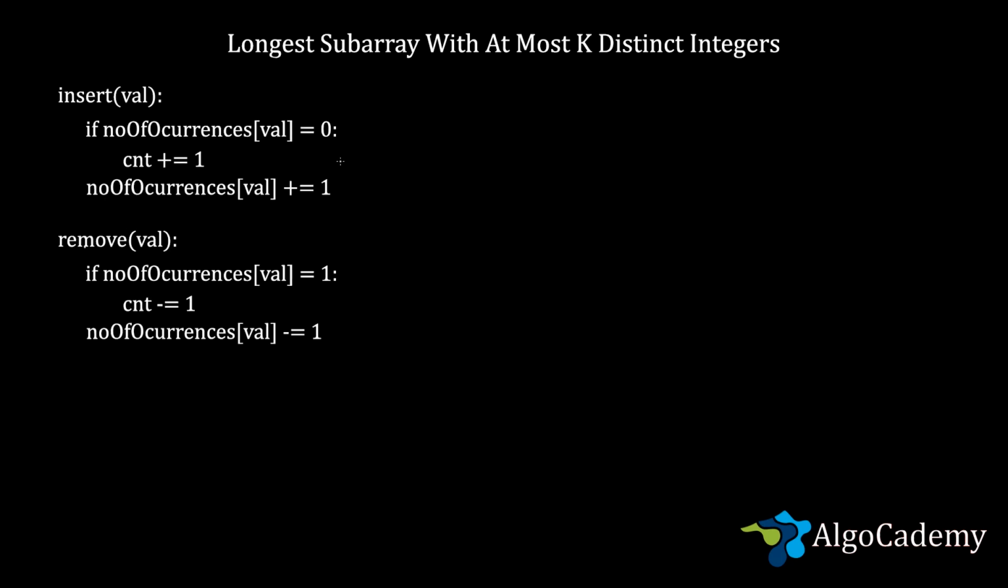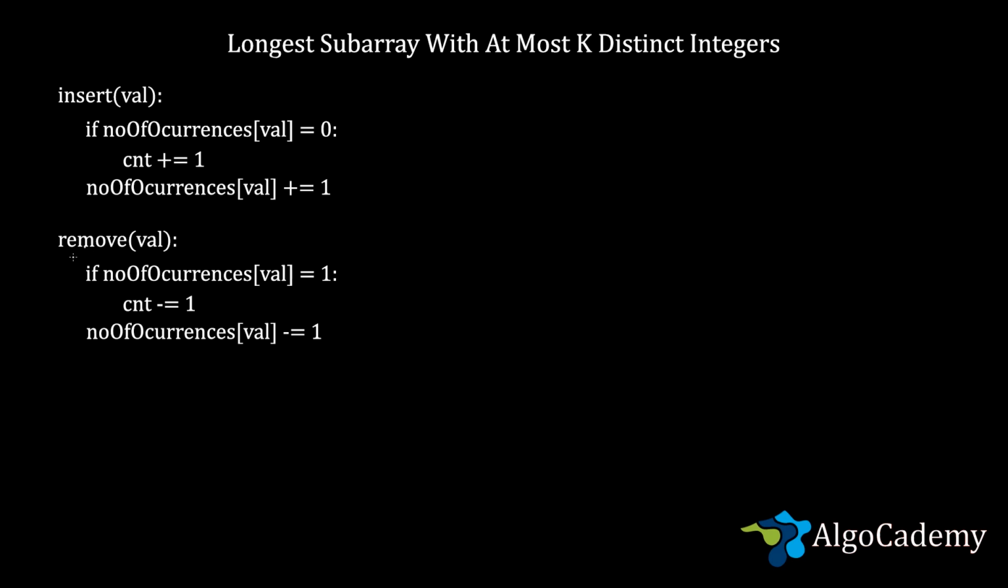Let's start with the first one, insert val. Remember that whenever we insert a new value into our subarray, the number of distinct integers could get incremented, right? Because if that value is not part of the array already, of course, I'm going to have a new one. So, in order to check this, I'm going to check if the number of occurrences of val is 0. And if so, this means that this is a new value and I'm going to increment the counter. If not, I'm just going to leave the counter like this. Afterwards, of course, I'm going to increment the number of occurrences of val.